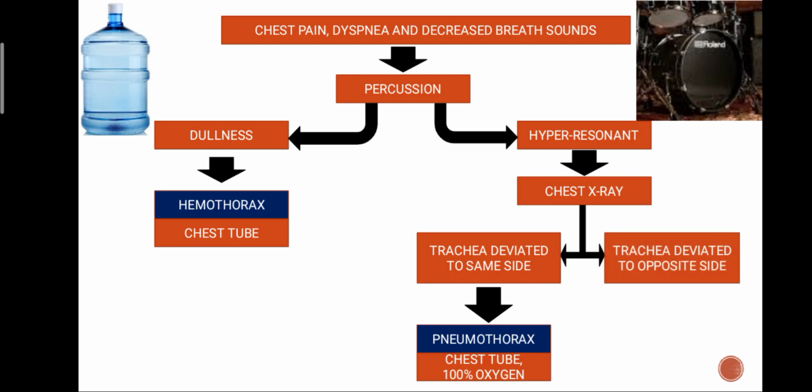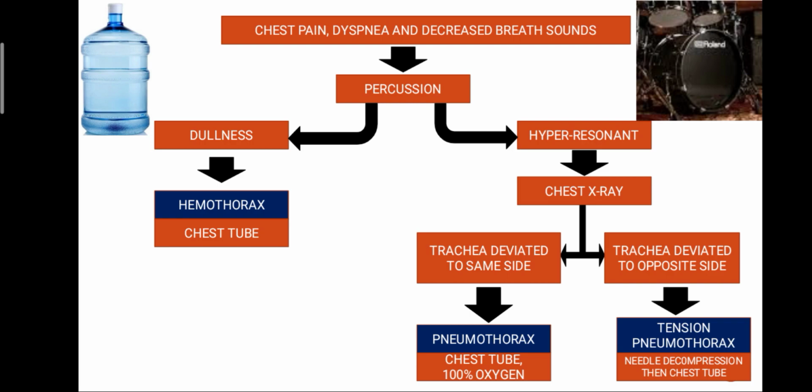But if the trachea is deviated to the opposite side, for example, there is air in the right side of the chest, but the trachea is deviated towards the left side, then this is tension pneumothorax. You have to do immediate needle decompression and then chest tube drainage.